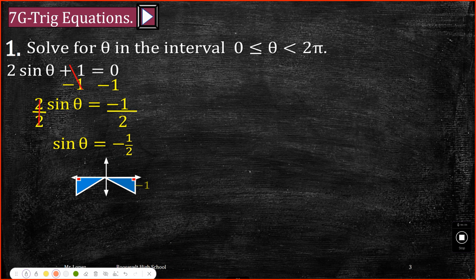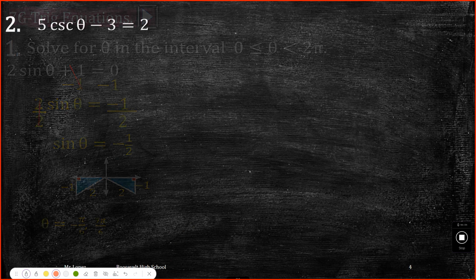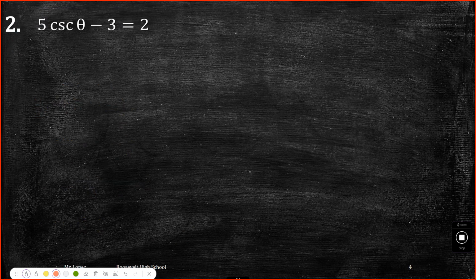Bottom, negative pi by 6. And the other one will be the one over here, which is 7 pi by 6. That's it. Let's go. Number 2. If you're really good with the unit circle, this should be okay. Let's go to problem number 2.